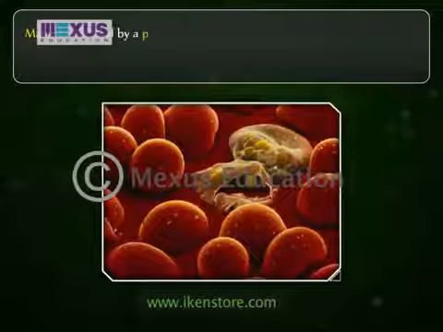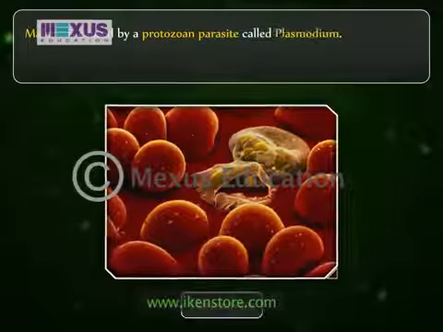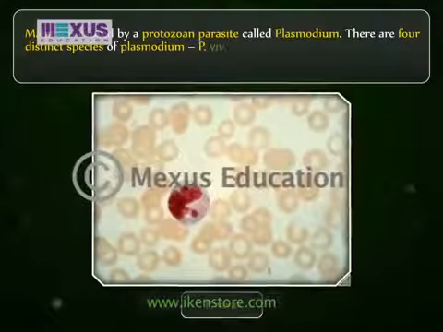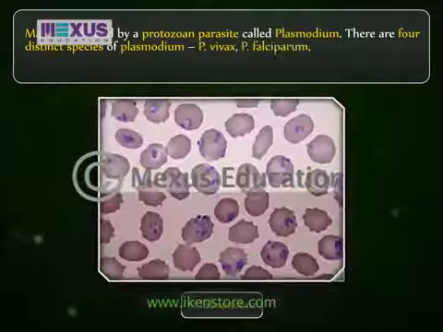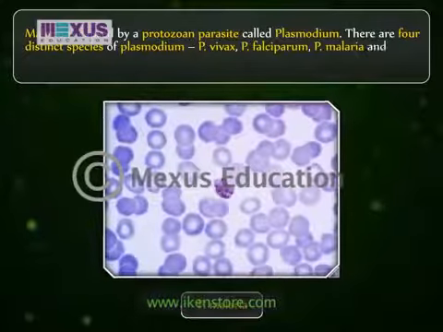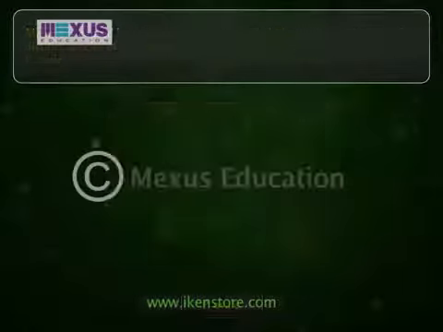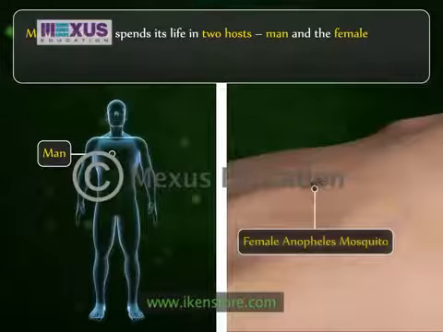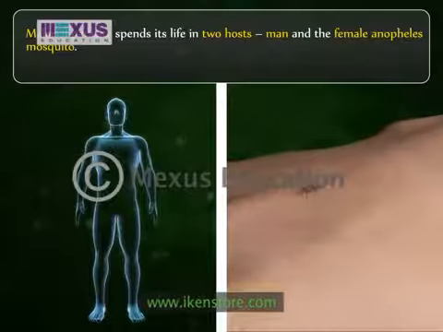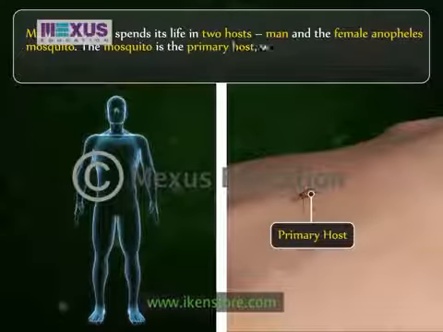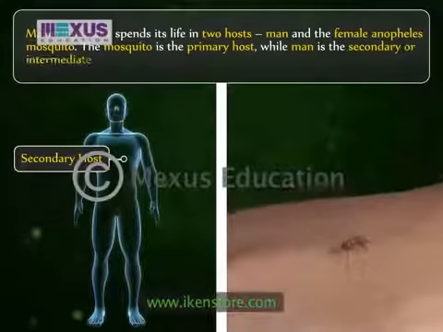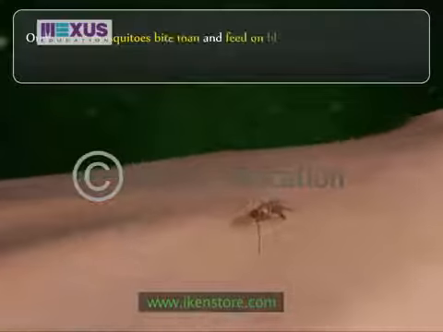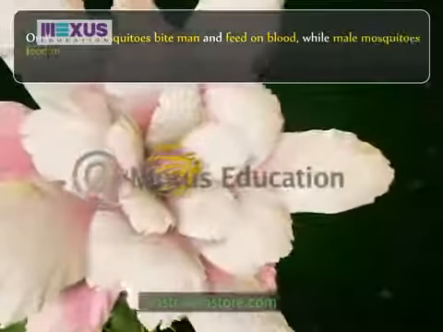Malaria is caused by a protozoa parasite called Plasmodium. There are 4 distinct species of Plasmodium: P. vivax, P. falciparum, P. malaria, and P. ovale. The malarial parasite spends its life in 2 hosts, man and the female Anopheles mosquito. The mosquito is a primary host, while man is a secondary or intermediate host. Only female mosquitoes bite man and feed on blood, while male mosquitoes feed on plant juices.